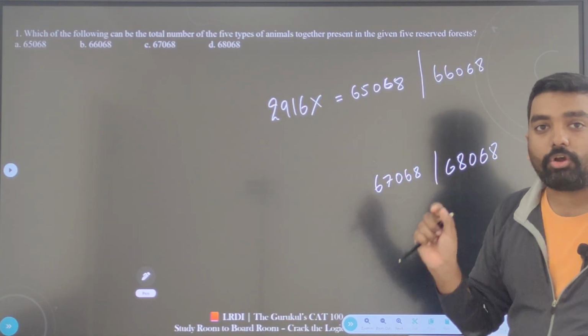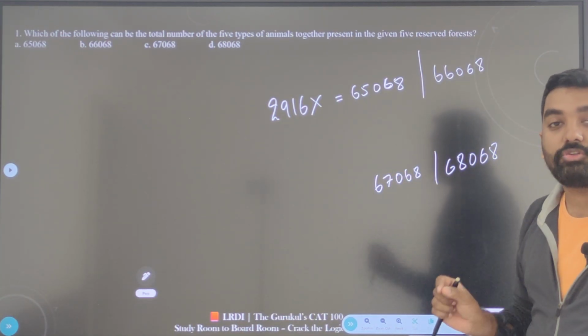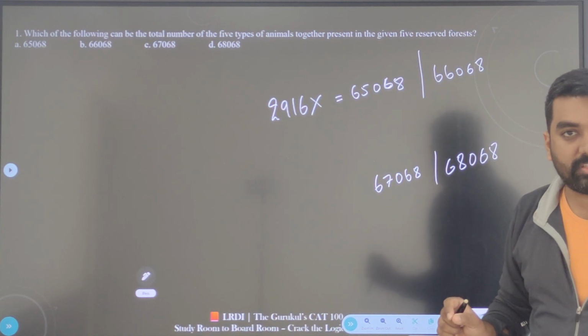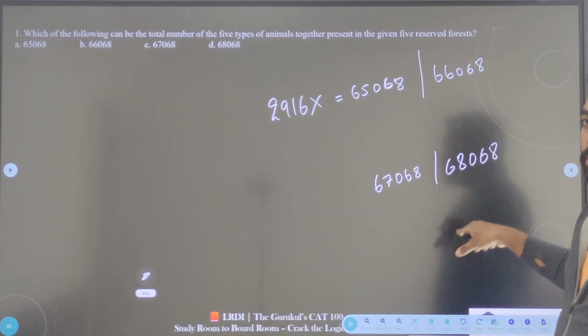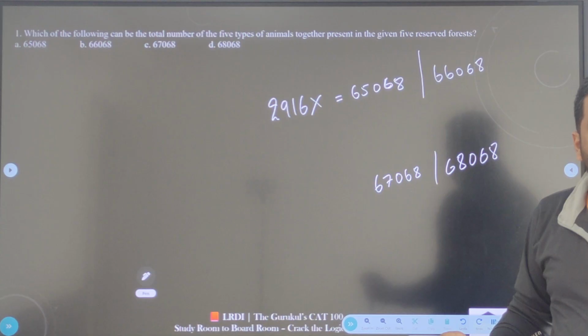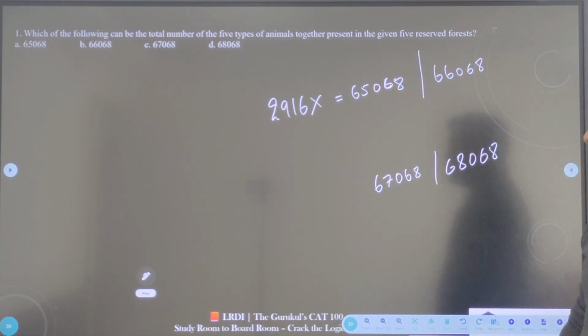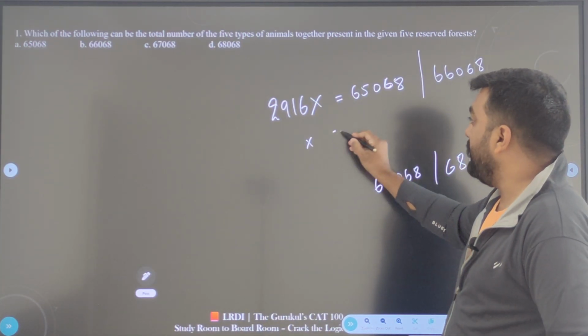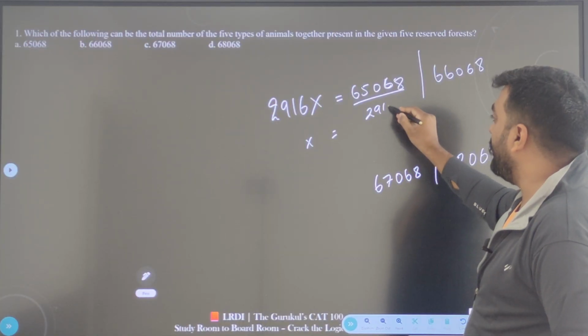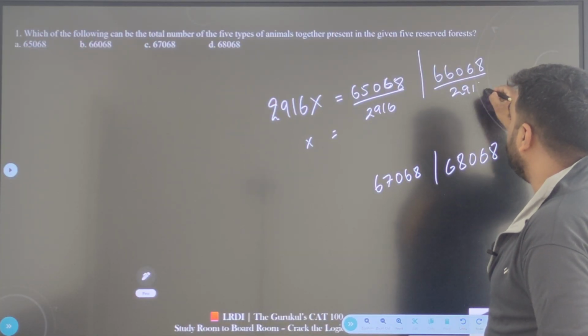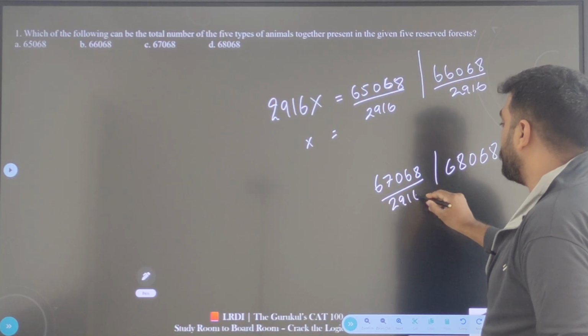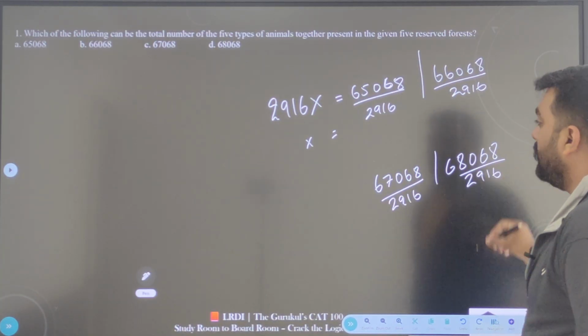This x is talking about the number of animals, which means it should always be an integer. It should never be a decimal part. So if any of these options is giving you a proper integer, then it will be the answer. So the first one, x will be equal to this divided by 2916. Quickly calculate.